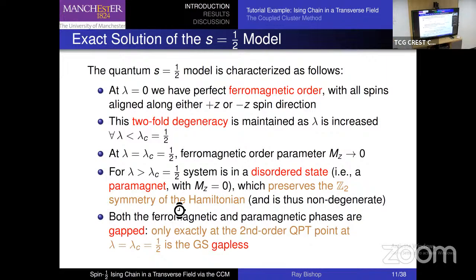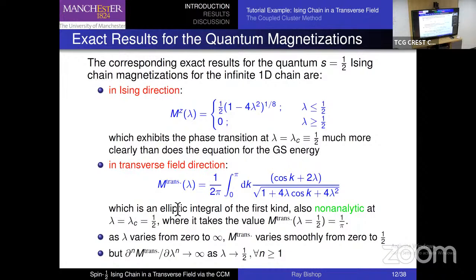These are the exact results for the magnetizations. In the Ising direction, you get a relatively straightforward expression. It looks just like the classical expression, except for two things. Instead of being 1 minus lambda squared, it's 1 minus 4 lambda squared. And the power is dramatically different. Classically, that power was a half. Here, it's 1 upon 8. Why it's 1 upon 8, don't ask. It just comes out of the mathematics.